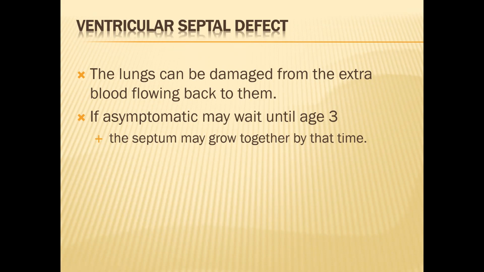So it says the lungs can be damaged from the extra blood flowing back to them. Does that make sense? Where's the extra blood coming from? Very good, the right ventricle. So you get extra blood coming in the right ventricle, extra blood is going to go into pulmonary circulation. And then it says if asymptomatic, they wait until the age of 3, because by then the septum may grow together.